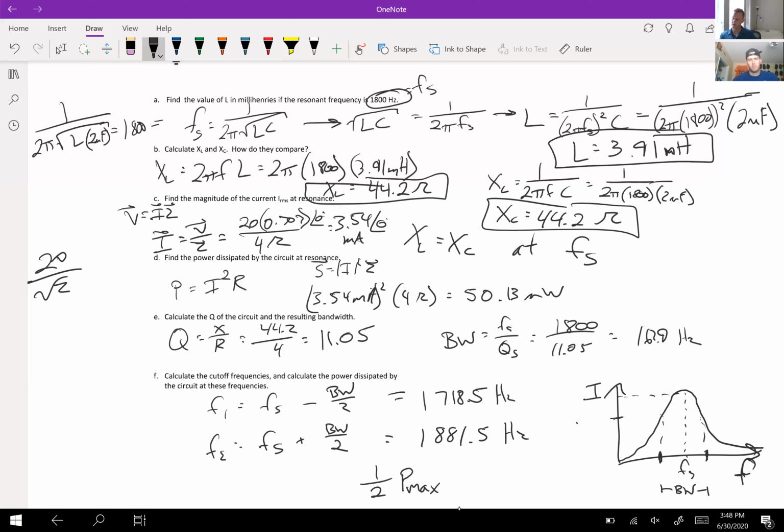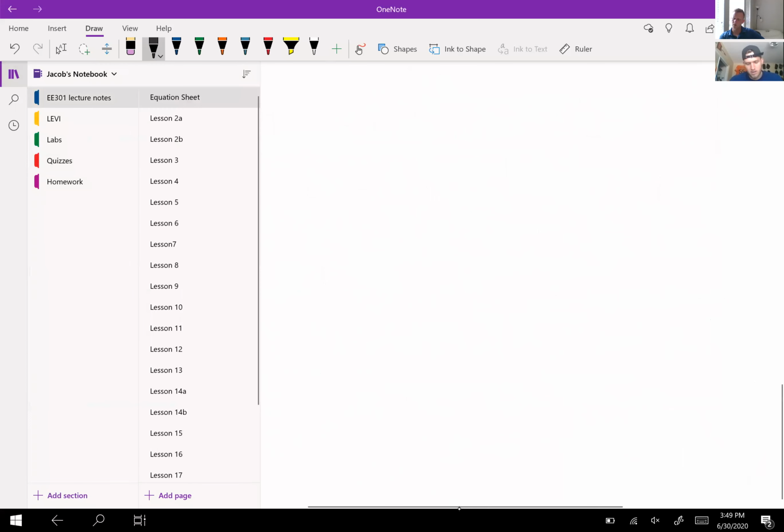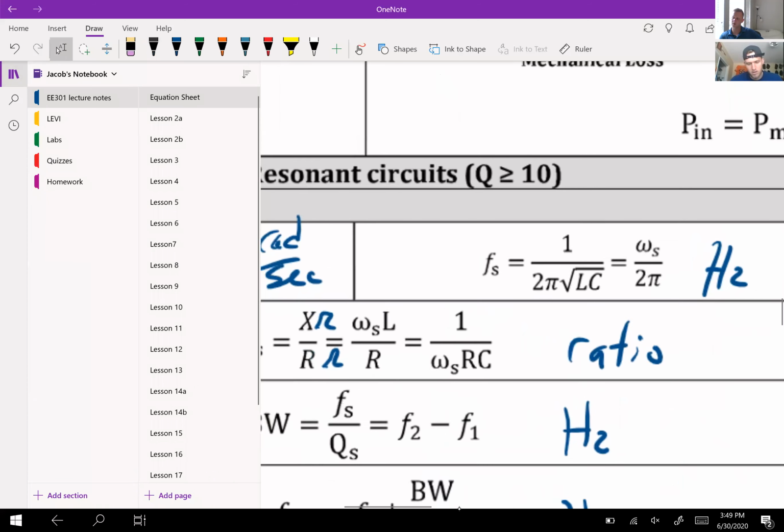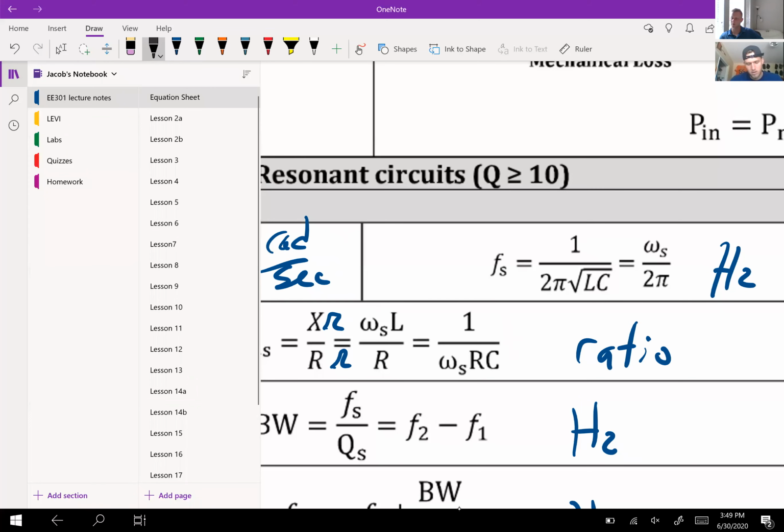And by good, I'm saying that within this region, just like before with that 0.707, where it's still a quality signal, we have a quality factor of 11.05. And notice how the bandwidth is dependent on the quality, so the bandwidth is equal to Fs over Qs. Within this circuit, how quality is this circuit? It's 11.05, and it's just a ratio. If it's over 10, it's considered a high quality circuit. That's why the equation sheet says series resonant circuits, Q greater than 10, because it's high quality.